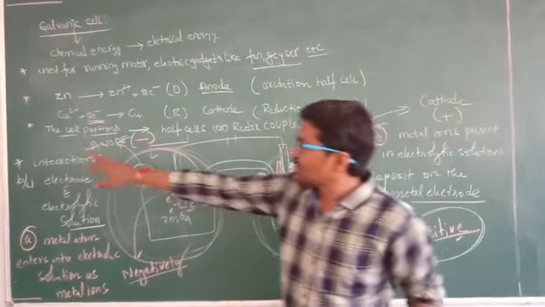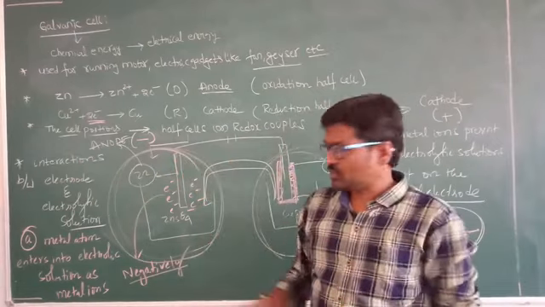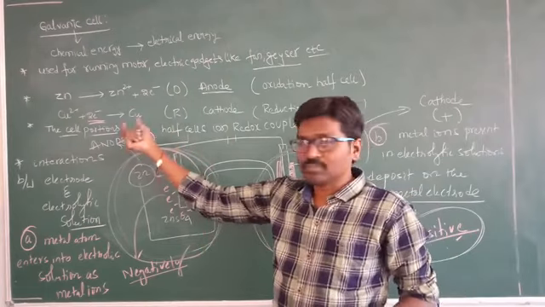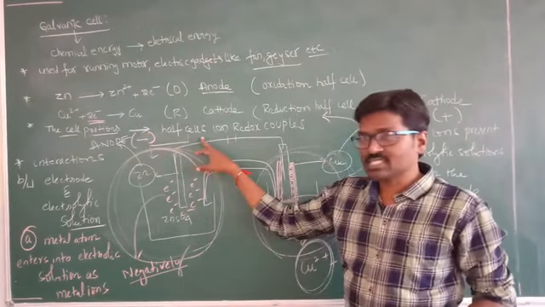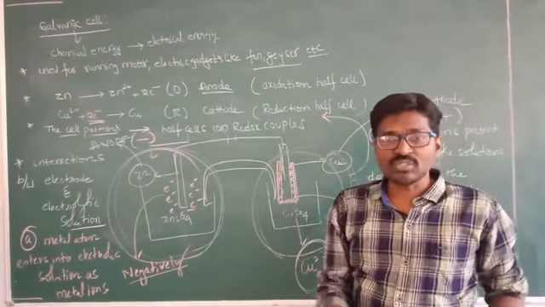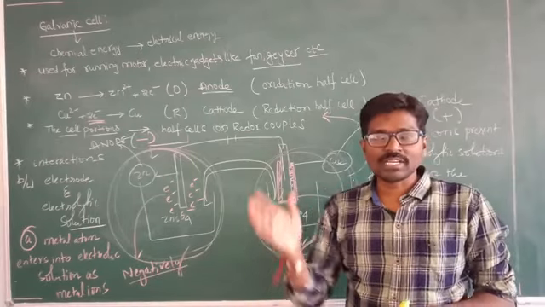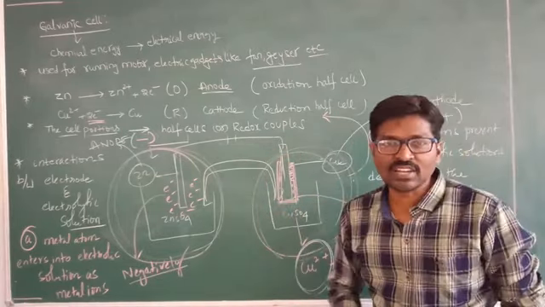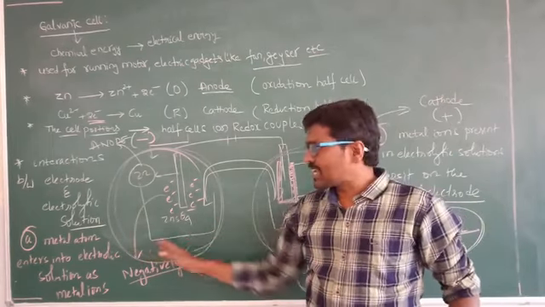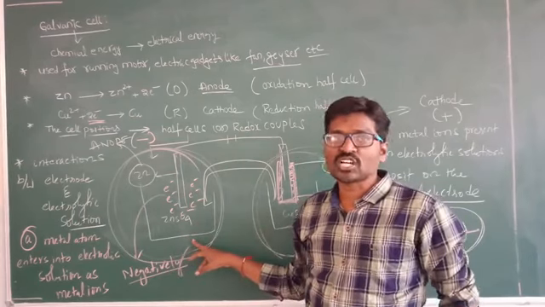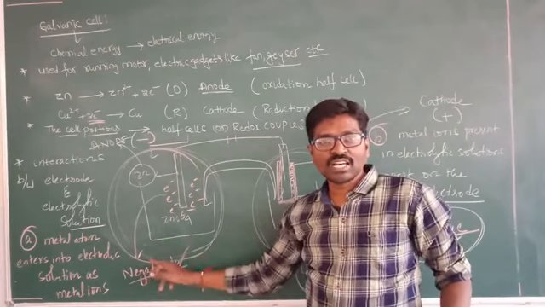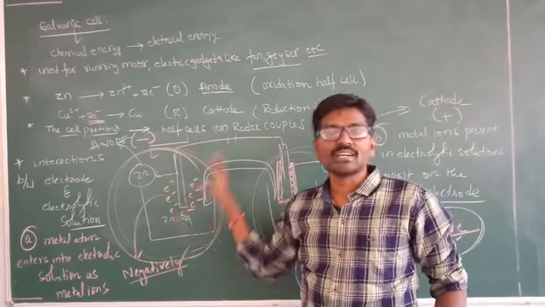Next point. The two cell portions we are taking in the galvanic cell are known as half cells, or they are also called redox couples. The half cells are classified into two types: one is the oxidation half cell and the second is the reduction half cell. This one is considered the oxidation half cell because here we observe the oxidation reaction. So this cell is called the oxidation half cell.